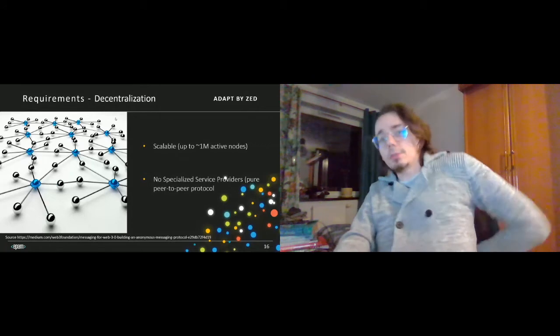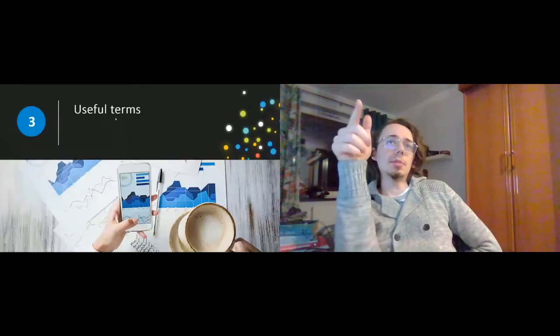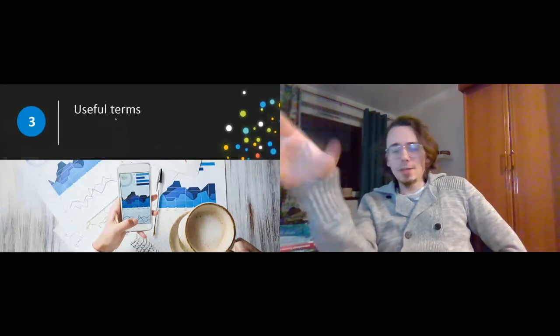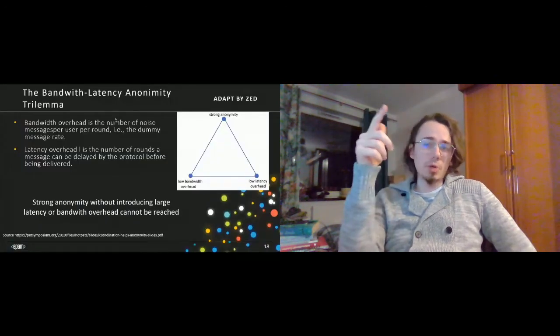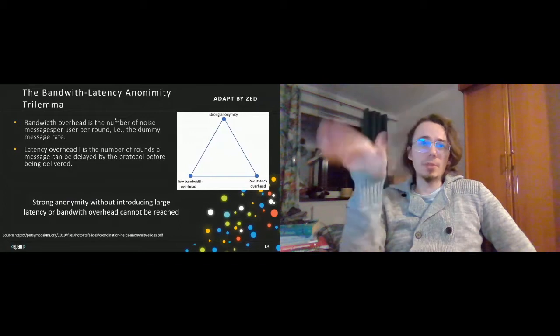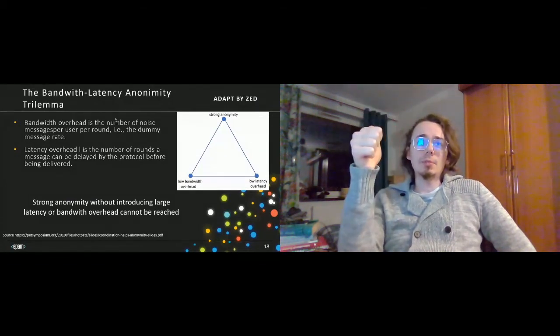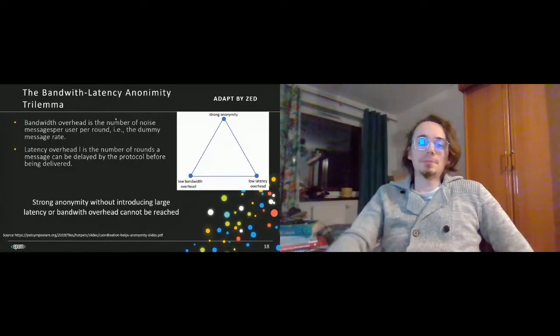Okay, useful terms: bandwidth, latency, anonymity, trilemma. Trilemma is, as you can see, something like the car. You want it fast, well, and cheap. Pick two. Basically, this is the same situation. You can have strong anonymity, you can have low bandwidth overhead, or low latency. Just pick two, because you cannot have all of these altogether.